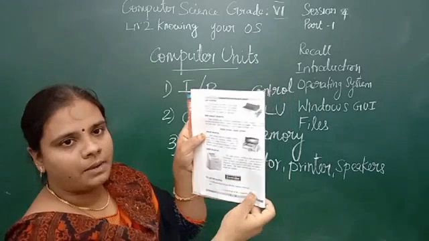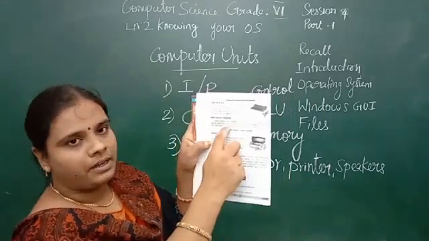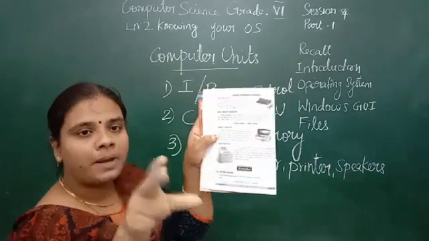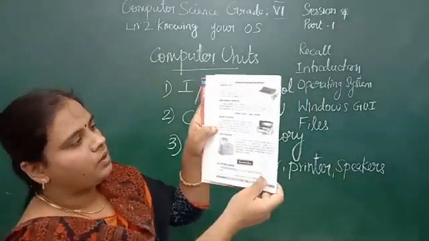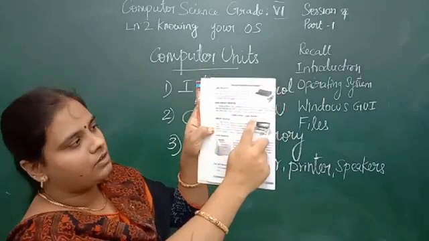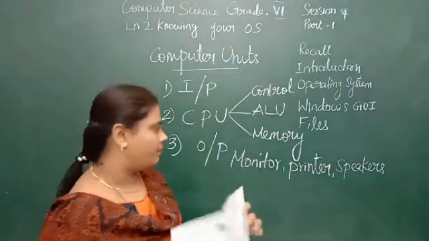Next, non-impact printer. In this non-impact printer, the printer head won't touch the paper. Instead of that, it sprays ink on the paper. There are two types of non-impact printer: one is inkjet printer, another one is laser printer.